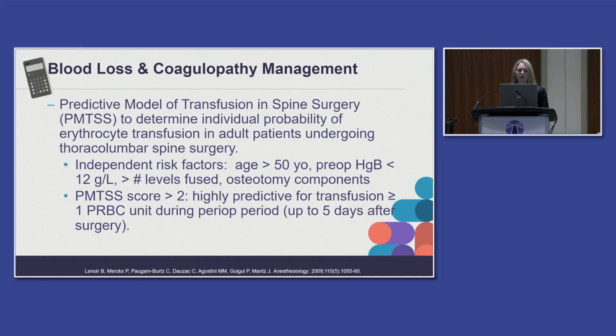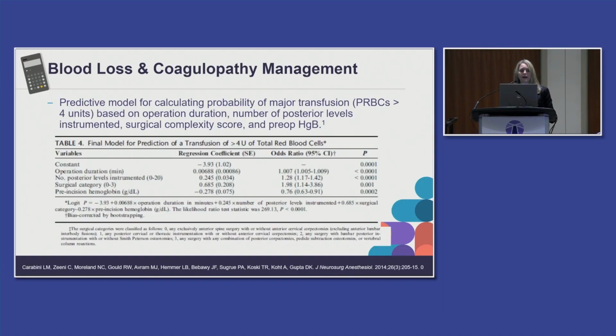They found that a score greater than 2 on the calculator was highly predictive of transfusion of at least 1 unit during the perioperative period. However, that's over 5 days, and I don't think too many of us would be very excited about that if that was all we were talking about.